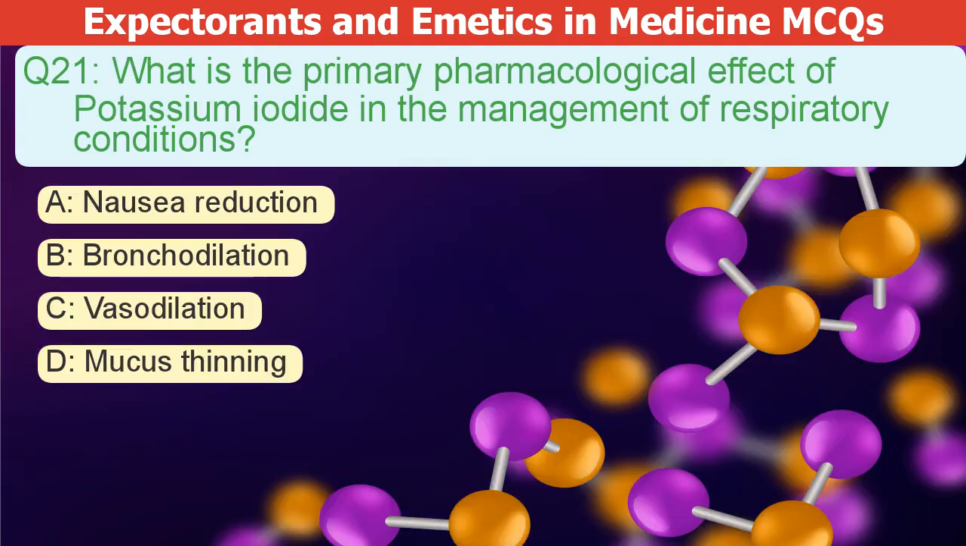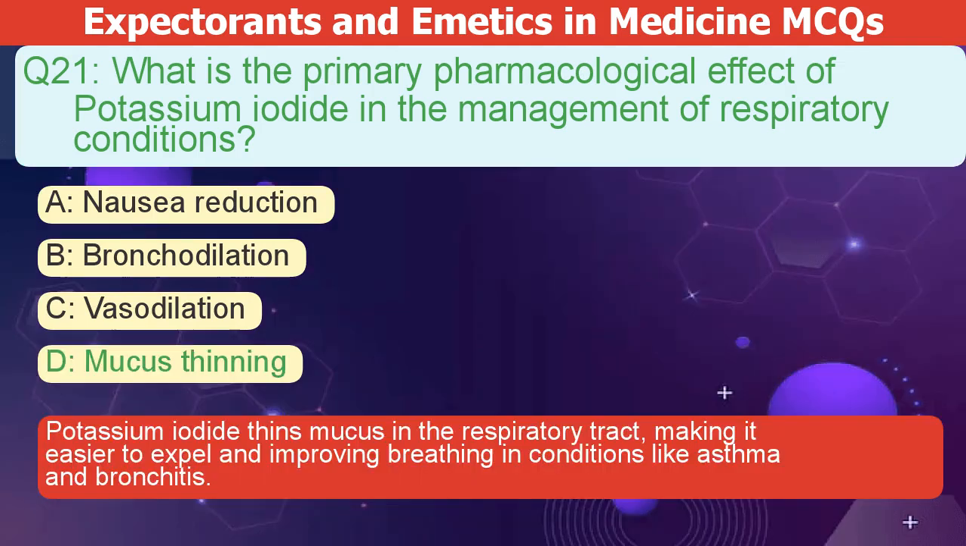What is the primary pharmacological effect of potassium iodide in managing respiratory conditions? A. Nausea reduction. B. Bronchodilation. C. Vasodilation. D. Mucus thinning. The correct answer is D. Potassium iodide thins mucus in the respiratory tract, making it easier to expel and improving breathing in conditions like asthma and bronchitis.